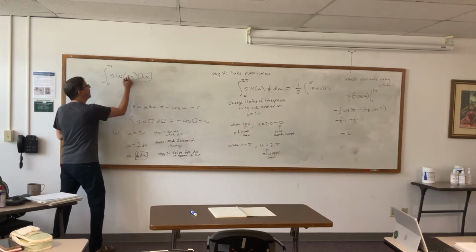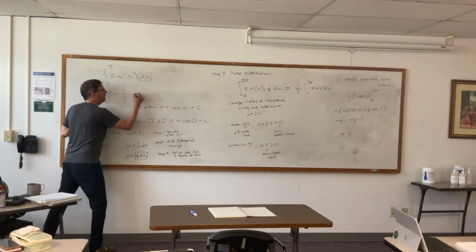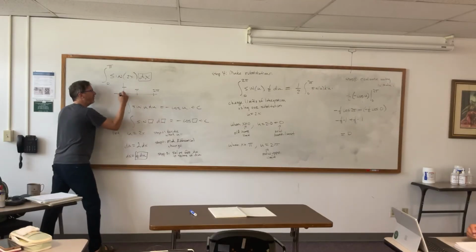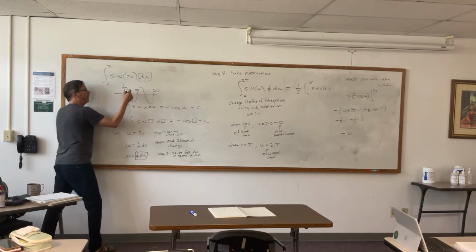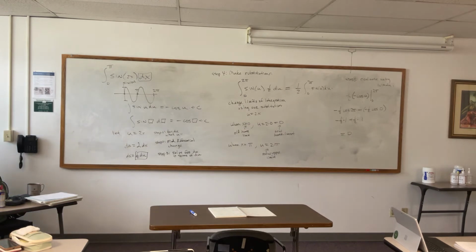Why is that 0? So here's the graph of sine of 2x. Its period is half of the normal sine, so it's oscillating faster. So this is sine of 2x. And what we did was we integrated from here to here. Why is the answer 0?